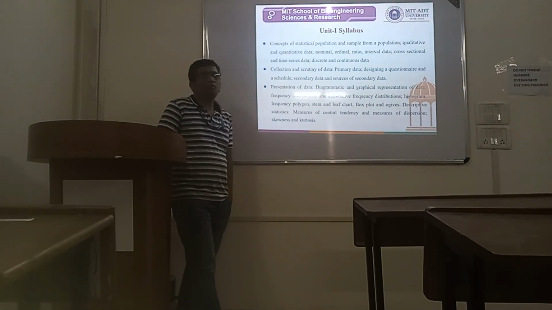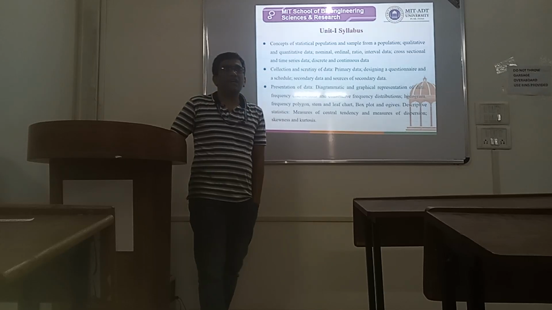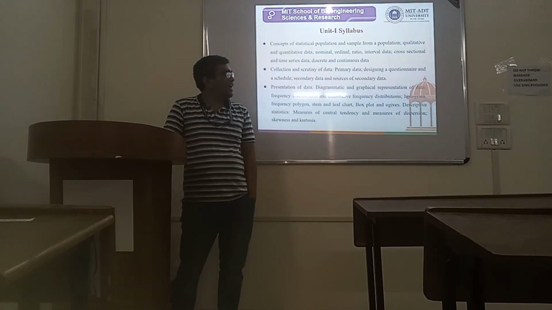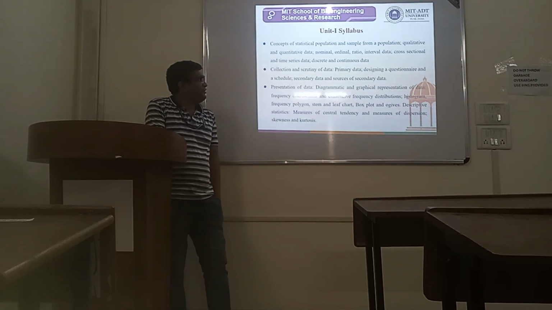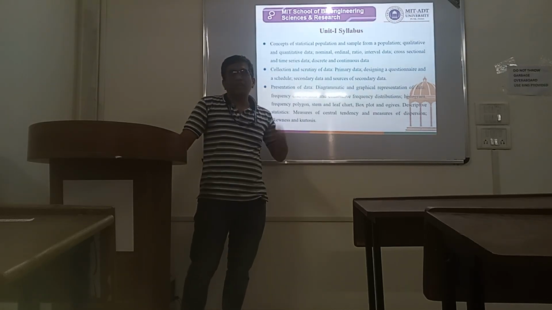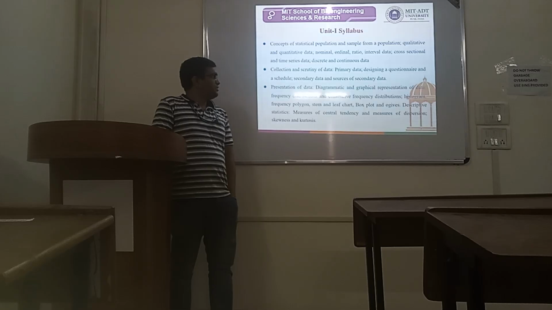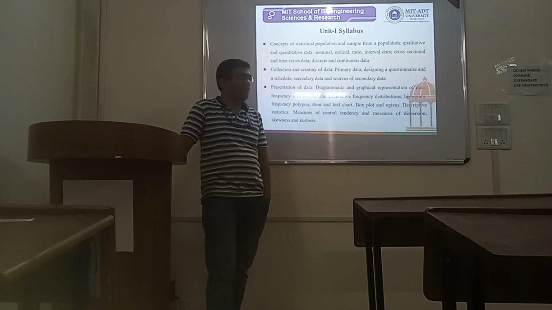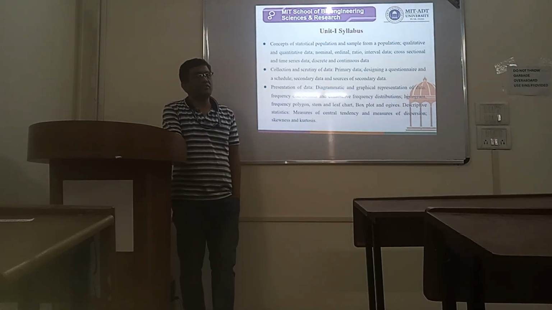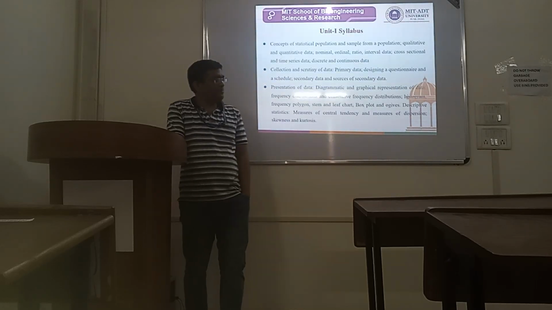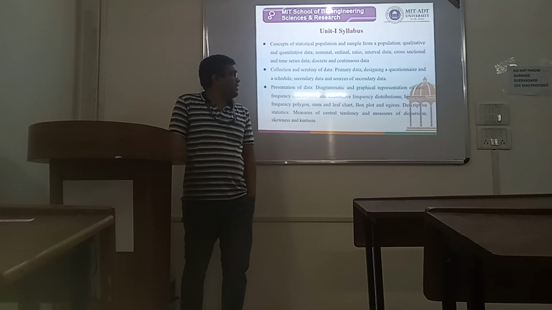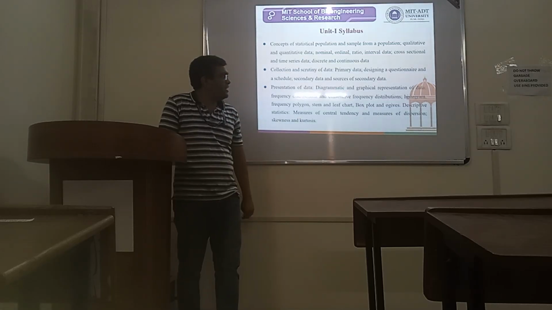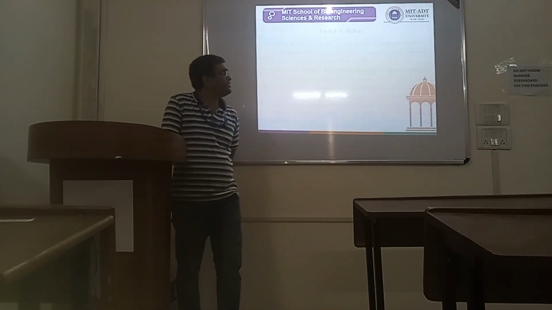Followed by, we will see how to collect and scrutinize the data, how to design a questionnaire, and how to represent the data using various diagrammatic and graphical representation tools. We will see how to distribute the data, what frequency distributions are, and how to represent those frequency distributions using histograms, frequency polygon. We will also see different graphical representation tools like stem and leaf chart, box plot, and Ogive curves. We will end up with measures of central tendency and measures of dispersion, followed by skewness and kurtosis.